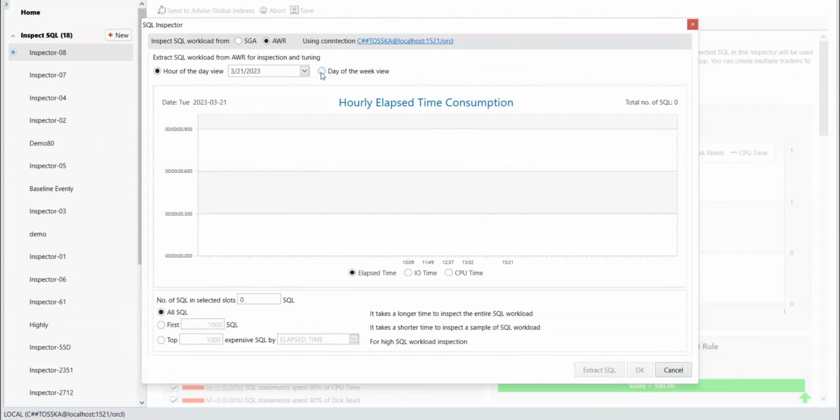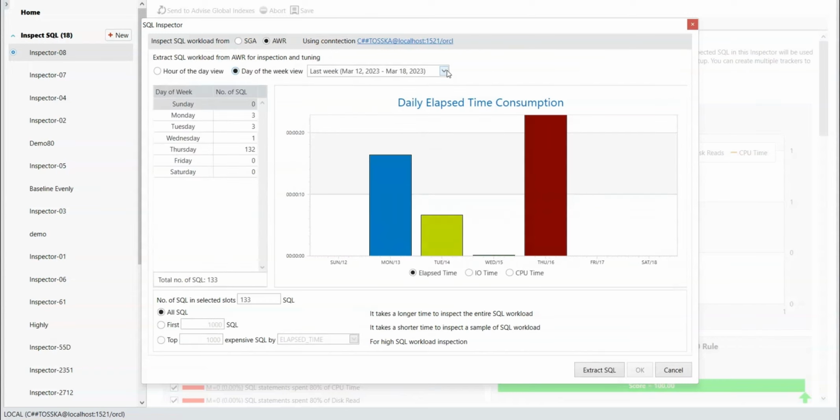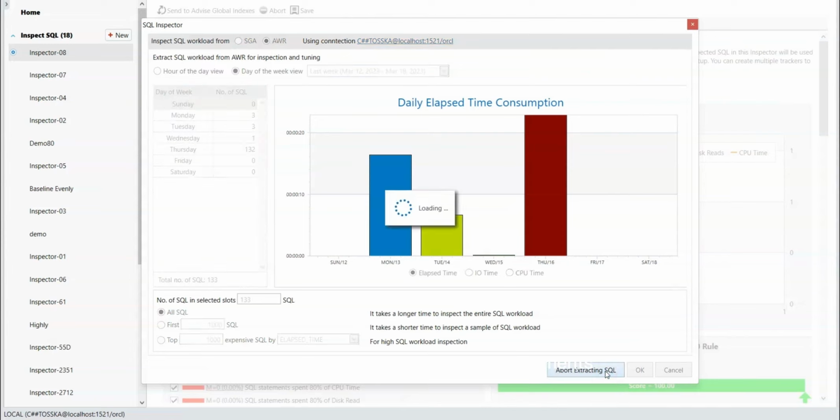So I check the day of week. And then we can see that I have a high SQL workload on Thursday. There are 132 SQL statements here. So I am going to extract those SQL statements and try to analyze them with our Inspect SQL function here.